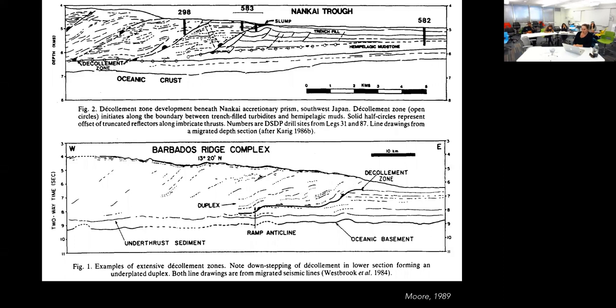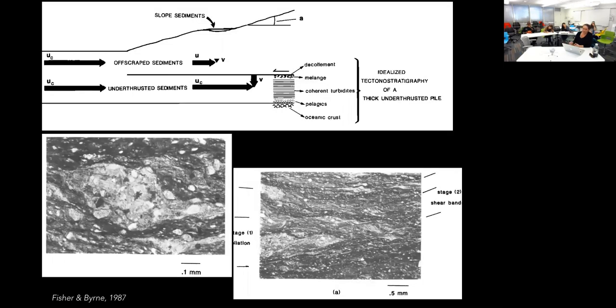And then in Barbados, the structural evolution has proceeded differently. Instead of having a big duplex system with a bunch of splay thrusts, we have distributed deformation, and then at the floor of that we have a single sort of ramp-flat anticline that's going up toward the ocean surface. So although these are very similar margins in some ways, their structural evolution has gone very differently.